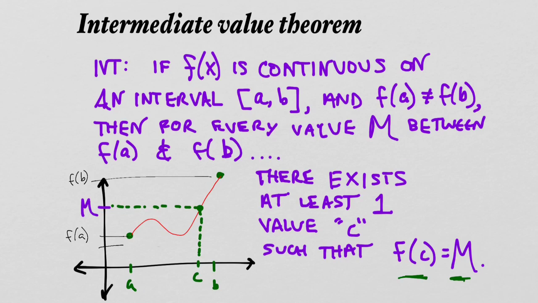So to be clear, it's saying that every single value of m, so every single number that's in between f of a and f of b, so there and there and there and there and there, all of those values can be corresponded to values of c in between a and b.